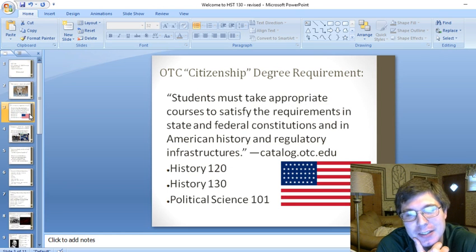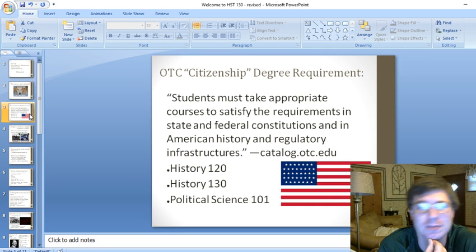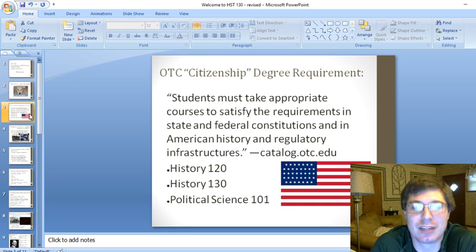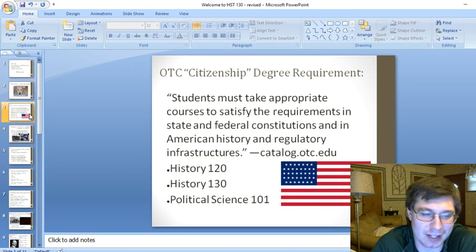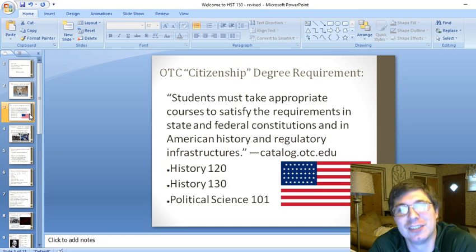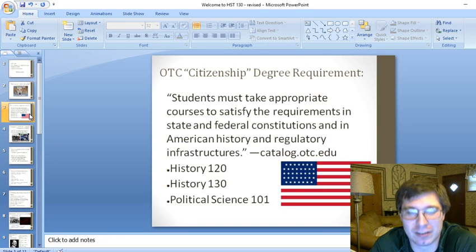Well, I think it is there mainly to satisfy what I call the citizenship degree requirement at OTC. According to OTC's course catalog website, it says students must take appropriate courses to satisfy the requirements in state and federal constitutions and in American history and regulatory infrastructures. So American law, government, and American history, which I know regulatory infrastructure sounds so exciting, right?